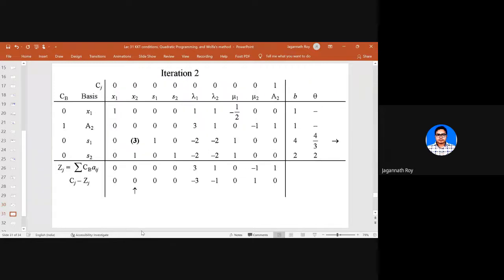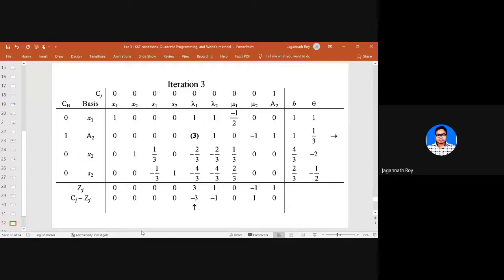And then iteration 2, this is also minimization. But all are not negative. So we'll try to enter with x2, and we repeat this process. So these are still negative.